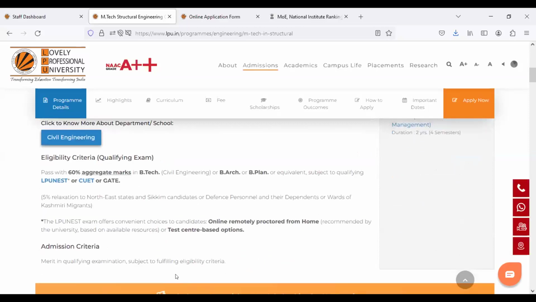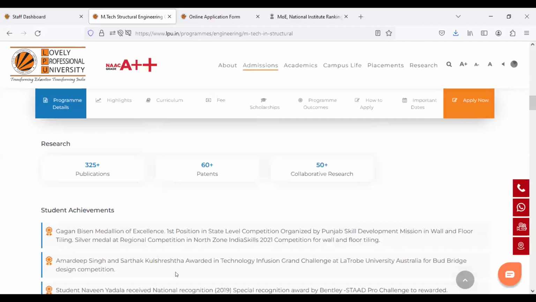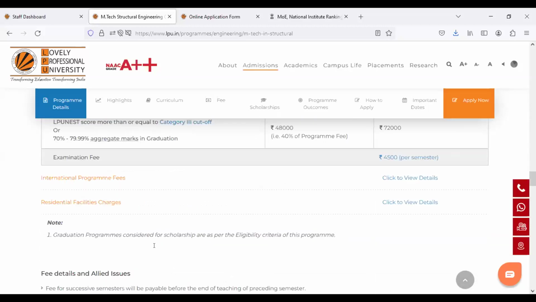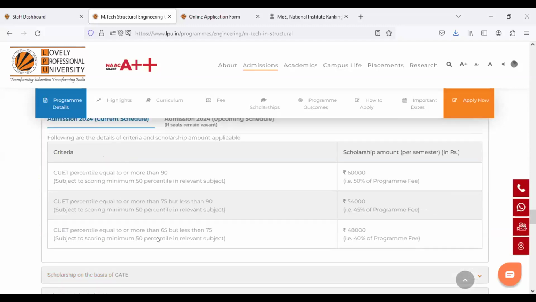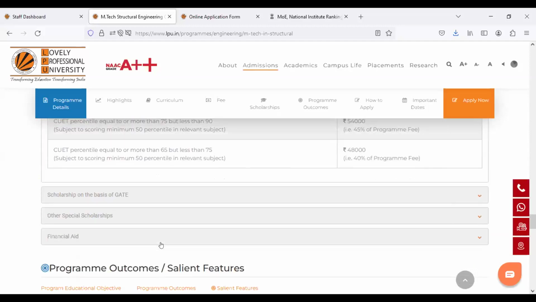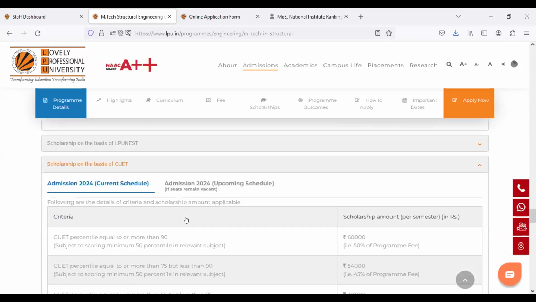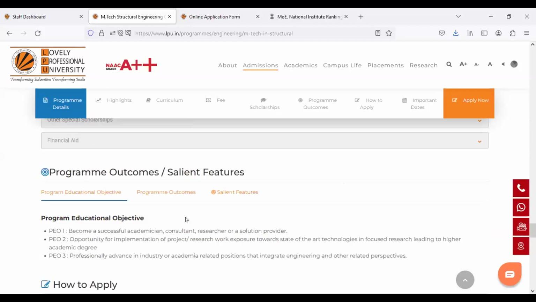So CUET we also consider, and along with this GATE. In a similar way, we are offering on the basis of both GATE as well as CUET also. You can see over here. CUET and GATE we consider along with LPNEST and along with your previous qualification marks. Right. So these are the scholarship criteria.